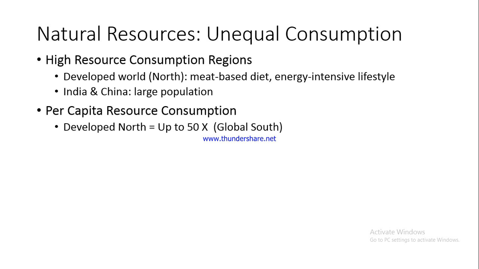So you can have a look at the kind of resource consumption which is there. Here we are talking about per capita resource consumption, which means every individual on an average is consuming 50 times the resources which are being consumed by an individual in the developing countries. So naturally they are consuming more of the natural resources, and this is what we mean by unequal consumption of natural resources.